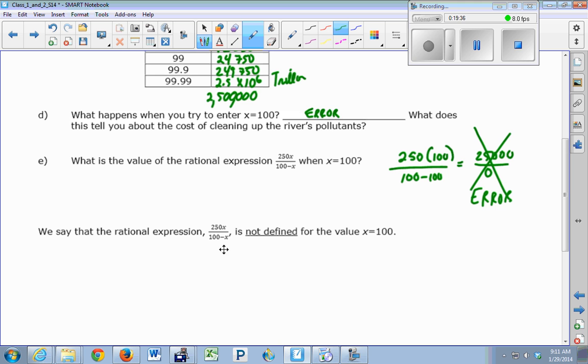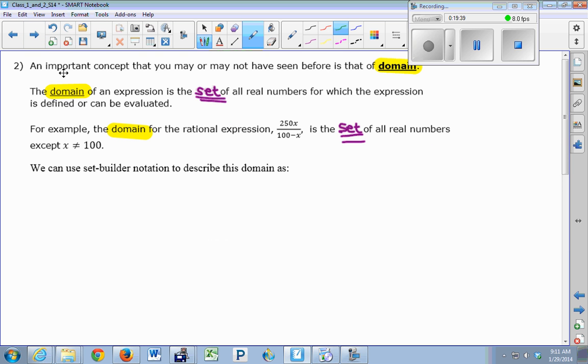So that is what leads us into the idea of what a domain is in mathematics. So an important concept you may or may not have seen before is that of a domain. Okay? The domain of an expression is a set. And this is where students, when they first see this, they just want to write the number that isn't in the set, because it's easier. But the domain is: tell me all numbers that work for an expression so that I can evaluate the expression, or the expression would pop out a number for you. It has meaning. Okay, when we tried to put 100 in a minute ago, it had no meaning. It was an error. All the other numbers we put in, we got a cost.